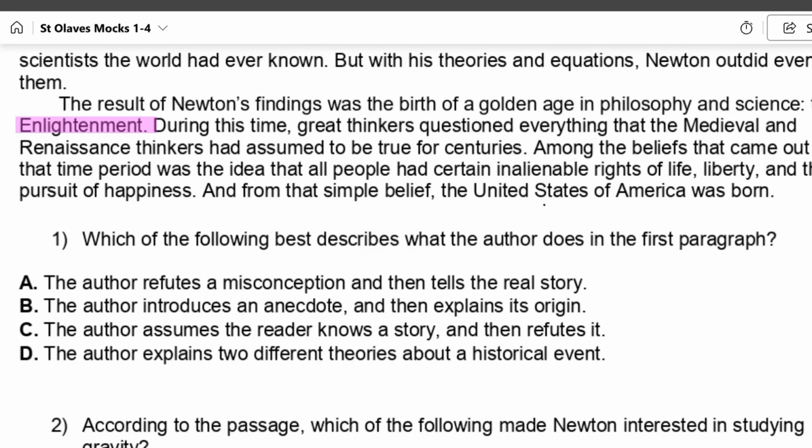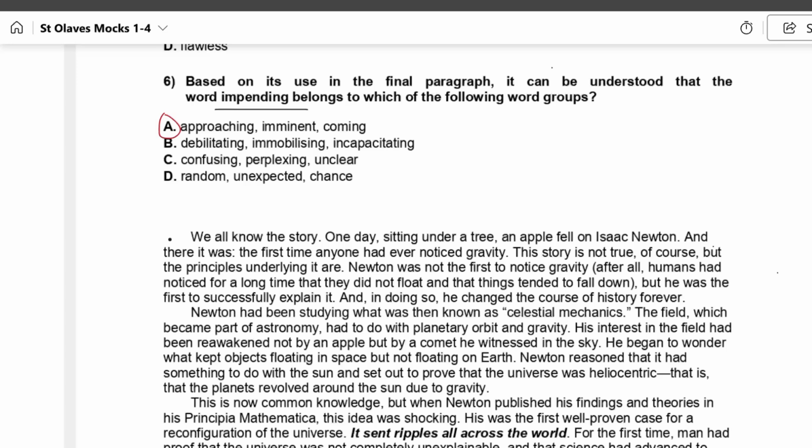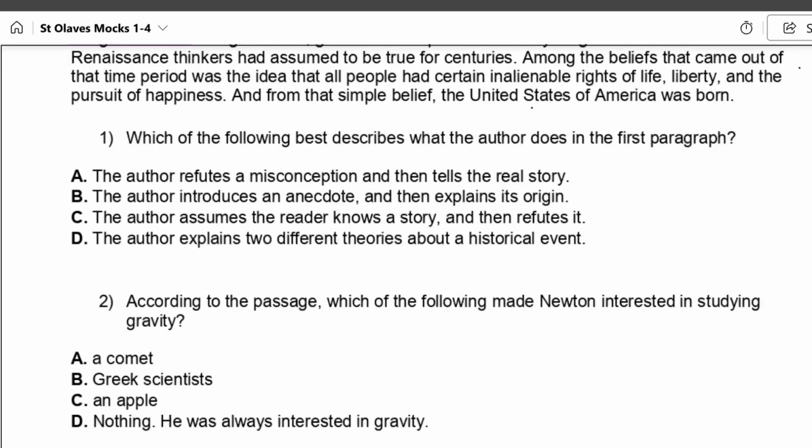What best describes what the author does in the first paragraph? So in the first paragraph, we have a story where the author says, we all know the story, that blah, blah, blah, you know how it goes. And then they begin to say that it's not true, of course. Therefore, for question number 1, the author assumes that the reader knows the story and then refutes it. This special word refute means to go against it. He's not merely just introducing the anecdote, he's saying that it is wrong.